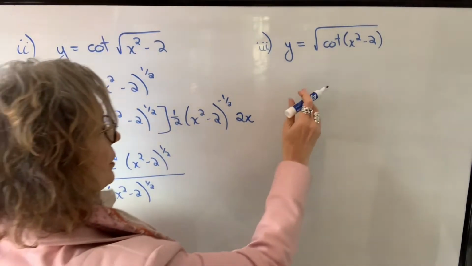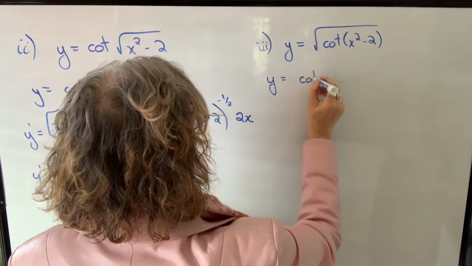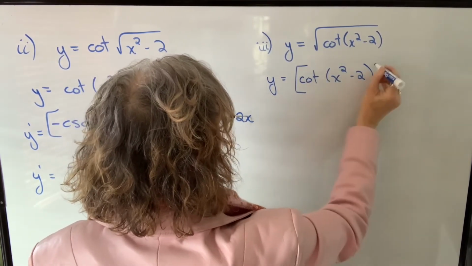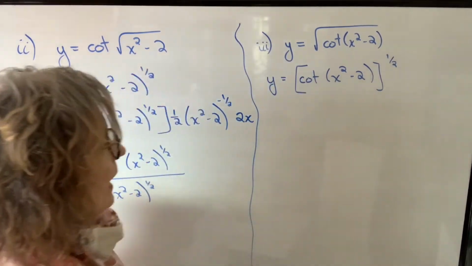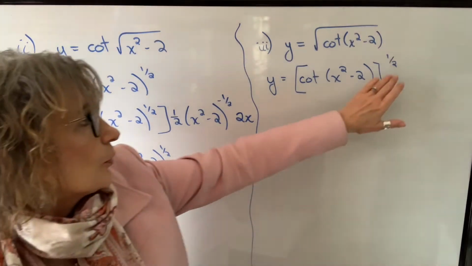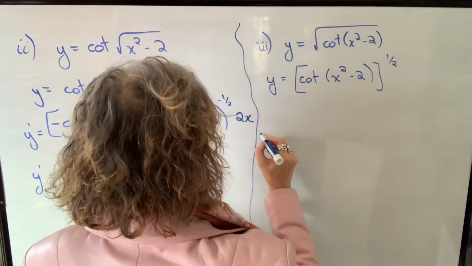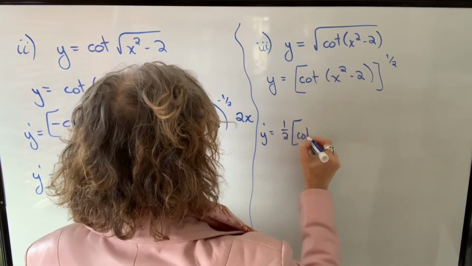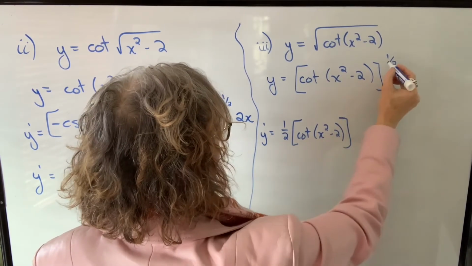In this question, before I start, I'm going to write that as cotangent of x squared minus 2, the whole thing to the power of 1/2. And when I differentiate that, the outer function is a power, so I have to start there. So my derivative will be 1/2 times this function to the power of 1/2 minus 1.